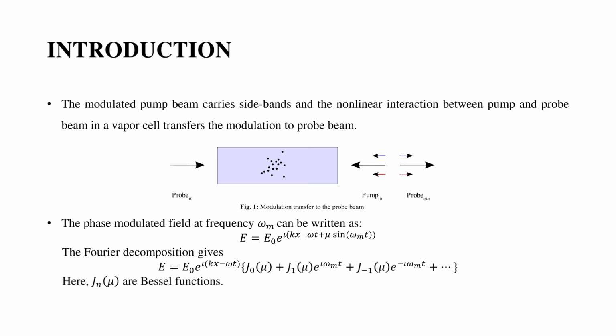The unmodulated probe beam going into the vapor cell gets modulation transfer from the pump beam by a nonlinear four-wave mixing, and you can see the modulated probe beam coming out as in figure 1. The phase modulated field on Fourier transformation can be written in terms of Bessel functions, as you can see in these equations.